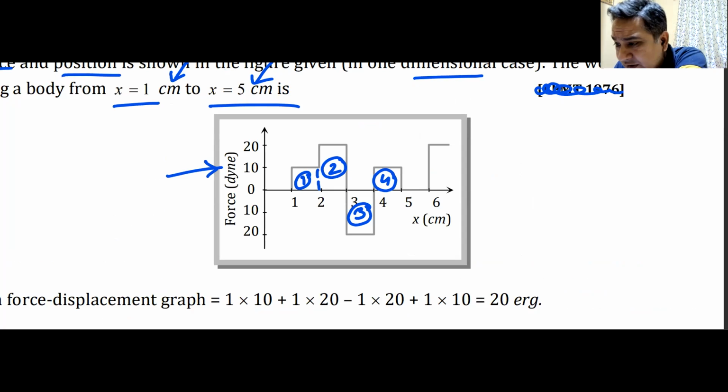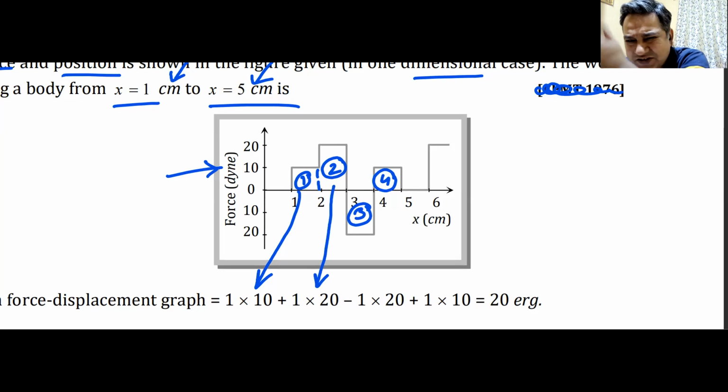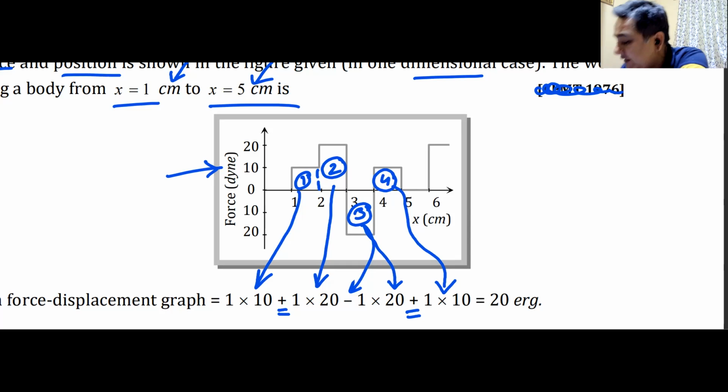What is the area of diagram number 1? You don't have to think about the units because it is all CGS. It will be 1 multiplied by 10. Yes or no? Do we understand this? Area of figure number 2, rectangle 1 into 20. Length is 20, breadth is 10, whatever it is. Area number 4 is 1 into 10 again. Remember, all these are positive because force and displacement both are positive. But the area number 3 is negative. That was the only point that you had to understand here.